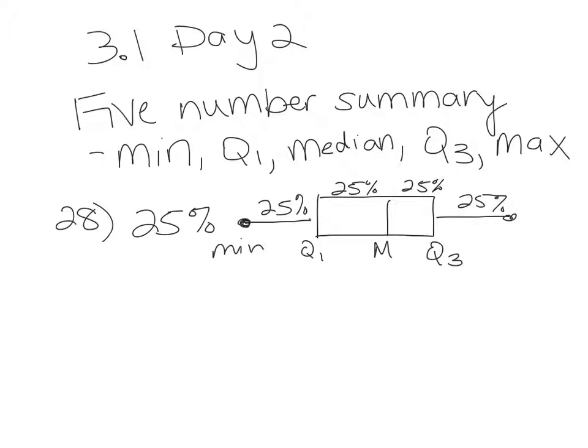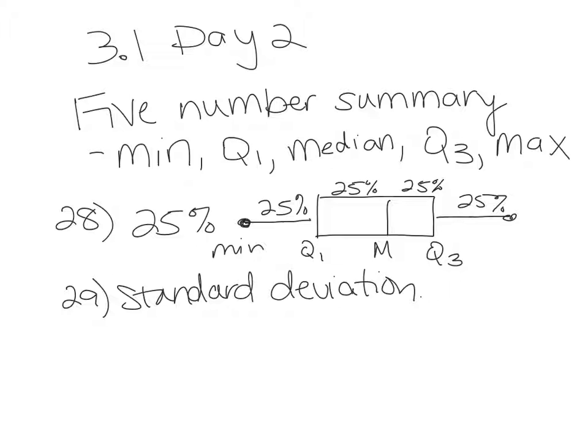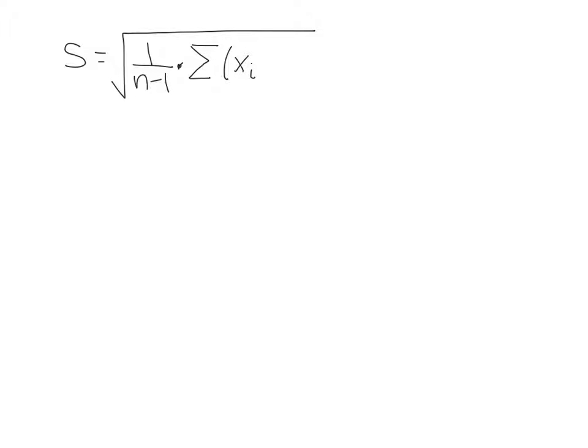All right, 29. What is the most common measure of spread we use? The answer is the standard deviation. Okay, so let's talk a little bit about standard deviation. First off, the formula for standard deviation, the symbol is S when you're talking about a sample. It's equal to the square root of 1 over n minus 1 times the sum of each x minus the mean quantity squared.